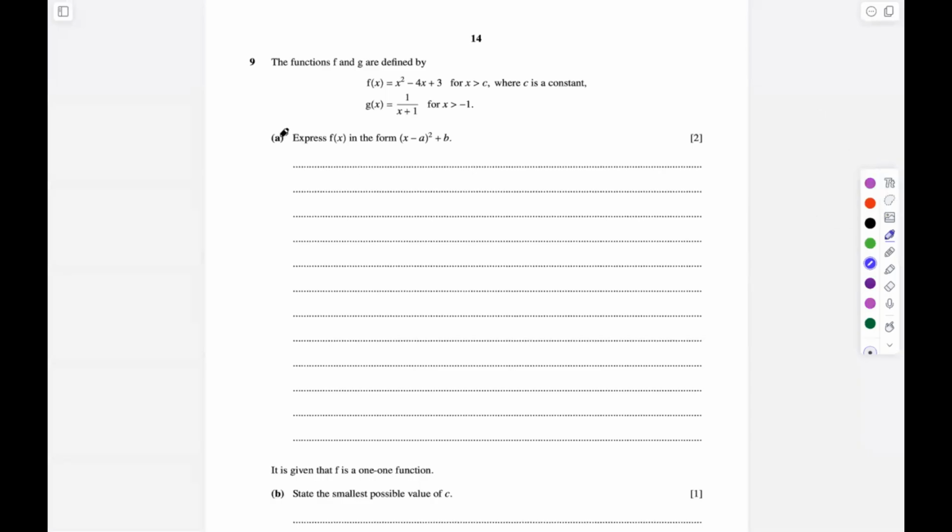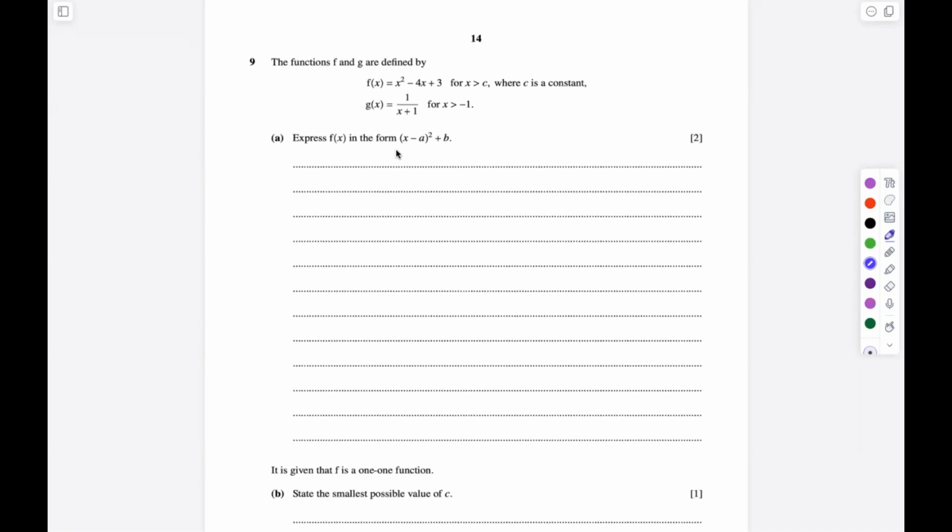In question 9, functions f and g are defined by f of x equals x squared minus 4x plus 3 for x greater than c, where c is a constant, and g of x is 1 upon x plus 1 for x greater than minus 1. In part A, we have to express f of x in the form x minus a whole squared plus b.